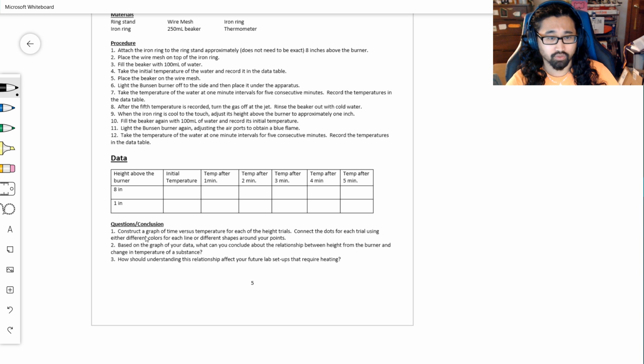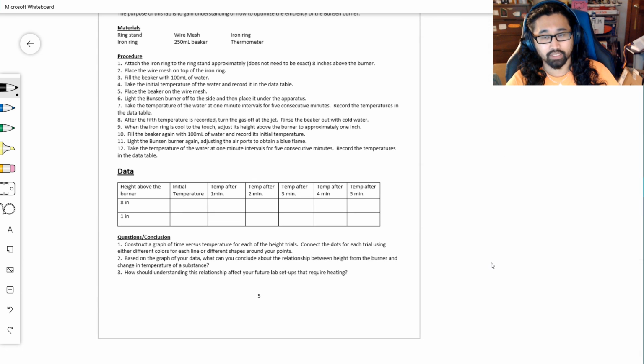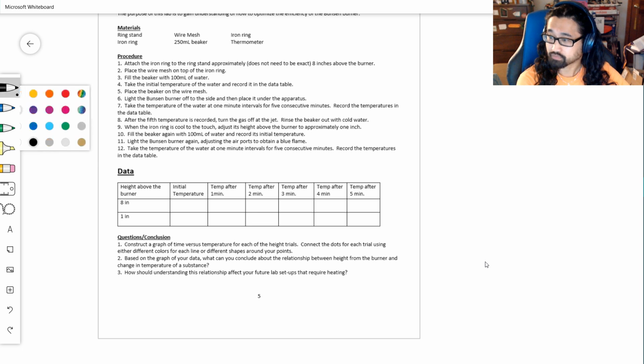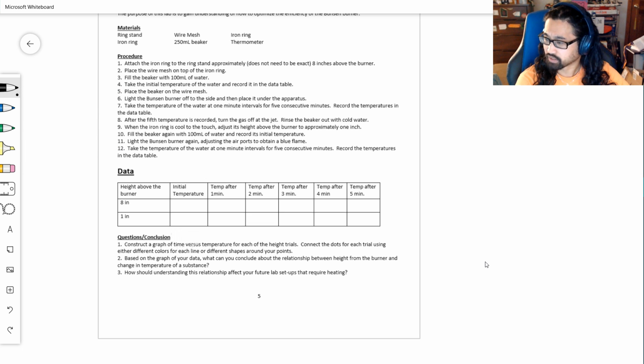It says construct a graph of time versus temperature, and I'm already going to make a change. All right. So please follow along, making these changes as we go. The first change that I'm going to make is I'm going to flip these words. I want you to flip these words. I want it to be a temperature versus time graph.